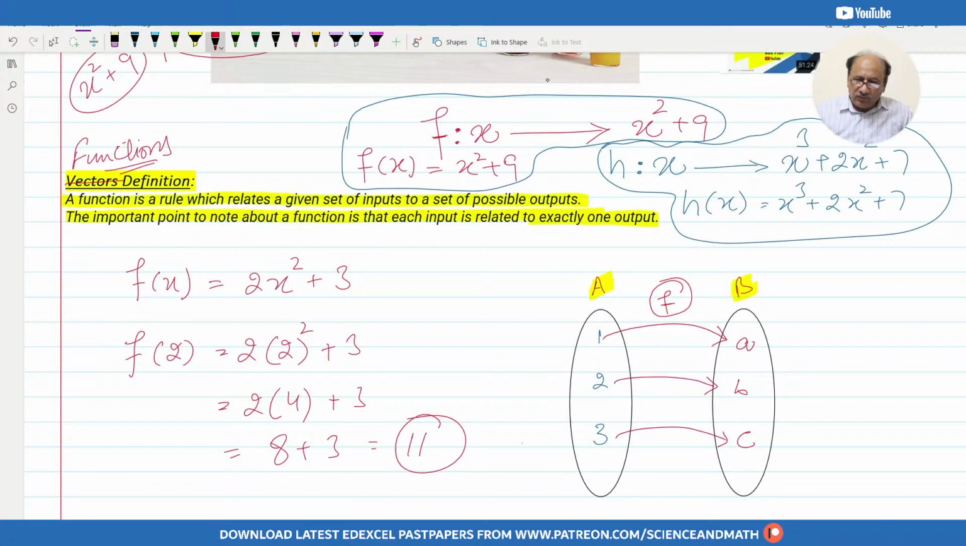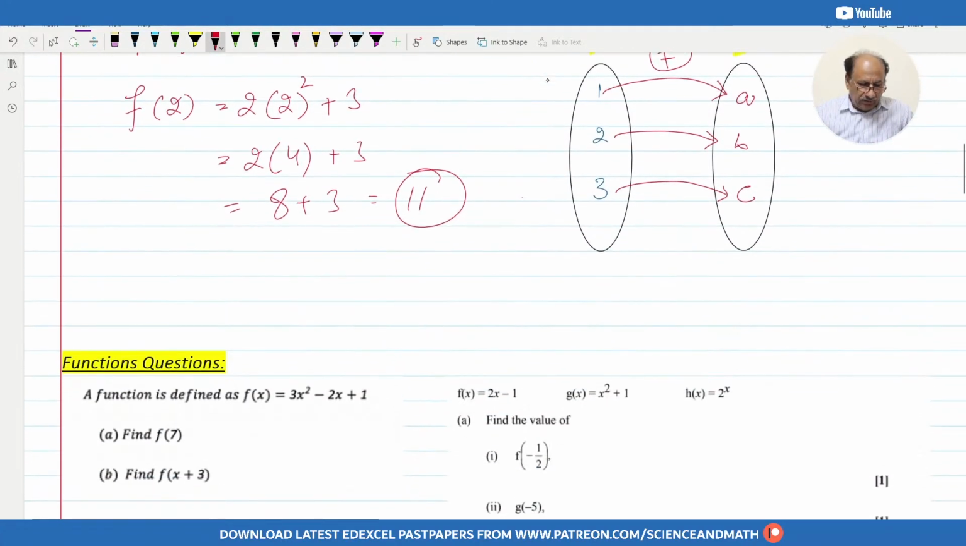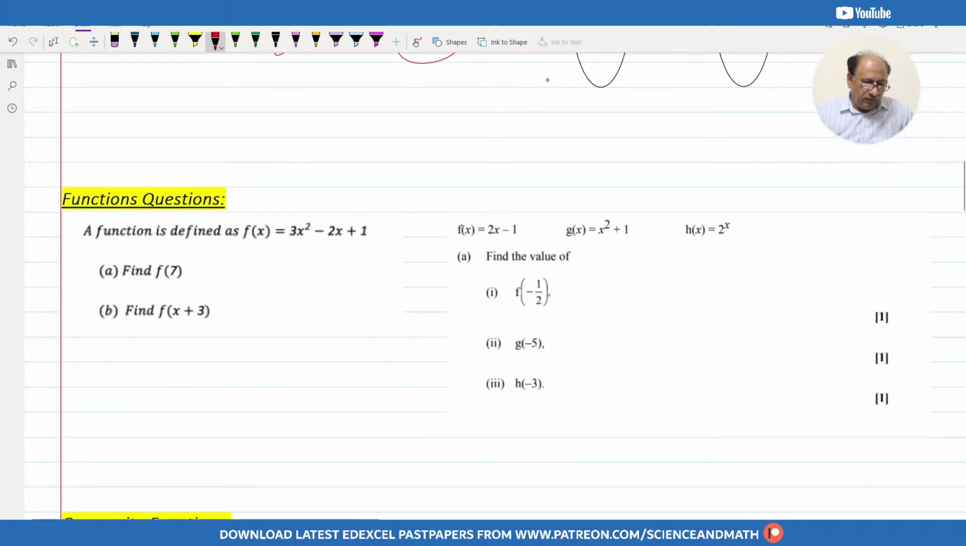So these types of simple questions are coming in the exam. I have taken simple function questions, and these are exam style questions. For example, this one, f of x is equal to 3x squared minus 2x plus 1. This is basically the definition of the function which we have to utilize. And the question is part a, find f of 7. So we will be finding f of 7. For f of 7 we have to replace x by 7 in this given equation.